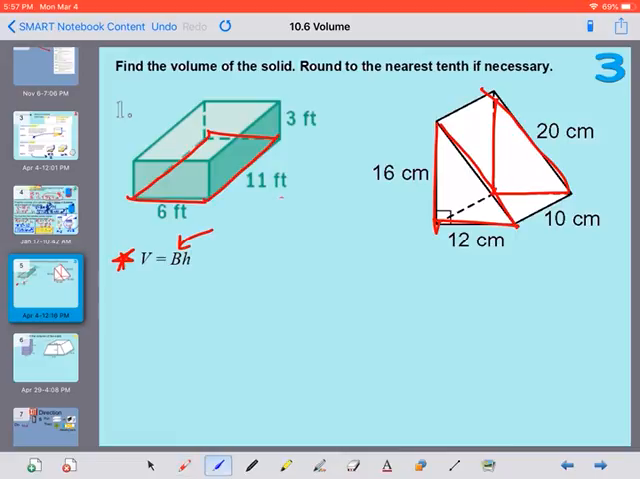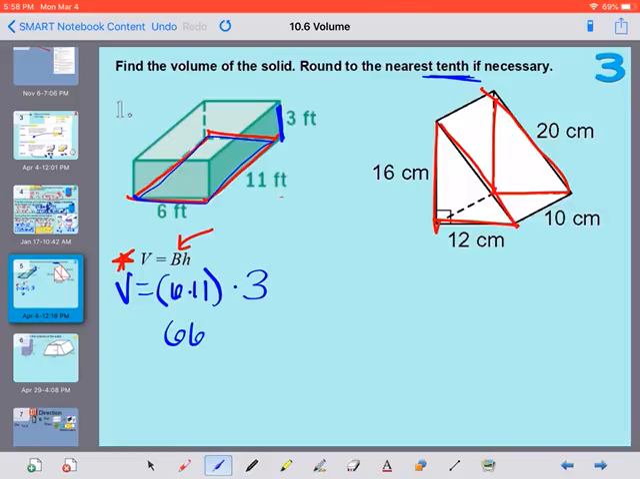So let's go back here to this first one. Find the volume, round to the nearest tenth. Okay, so they give us specific directions this time. Volume is area of the base, which is a rectangle. Our area of our base is 6 times 11, multiplied by our height, and our height is 3. So 6 times 11 is 66, and we need to multiply that by 3 to get a volume of 198 feet cubed.